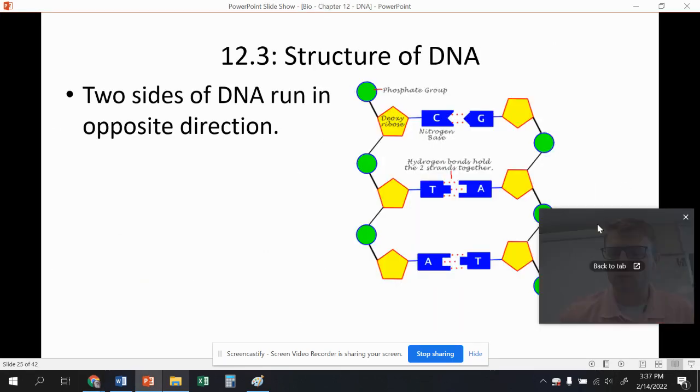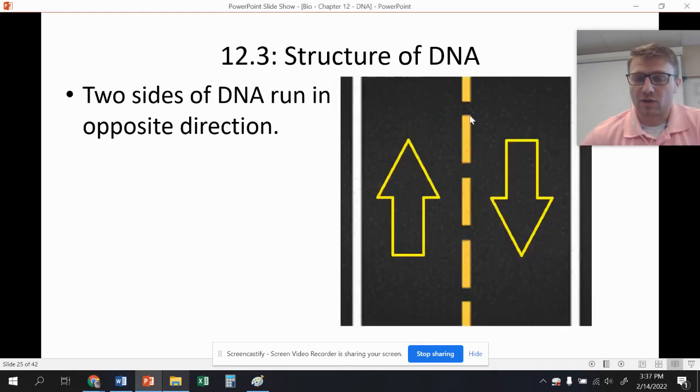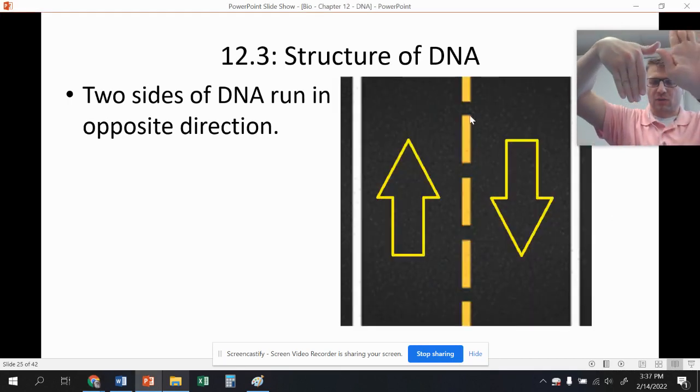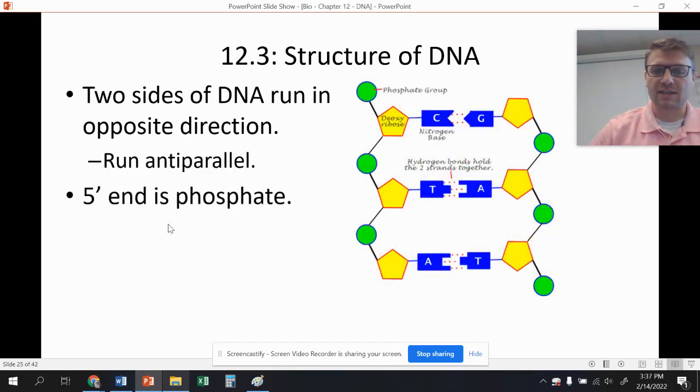Now, I kind of make this analogy with the DNA molecule that they run in opposite directions. So you can see we have the phosphate group start up here, and we end with a sugar molecule. But on this side, we start with a sugar molecule, and we end with a phosphate group. You can see I always relate this to like the pathway on a road. It goes in opposite directions. This is known as being anti-parallel.